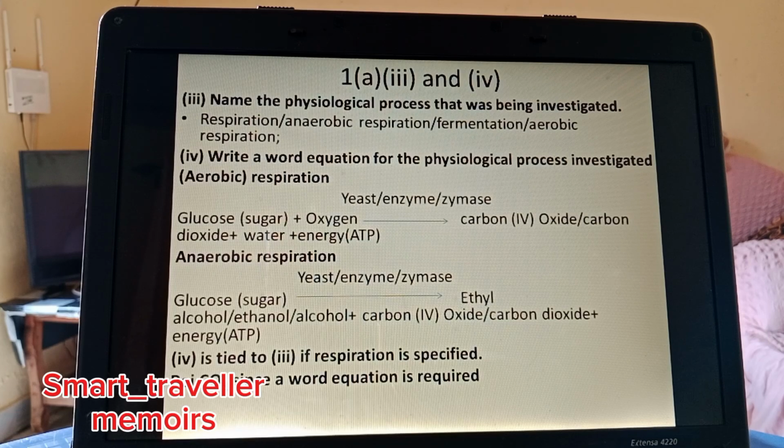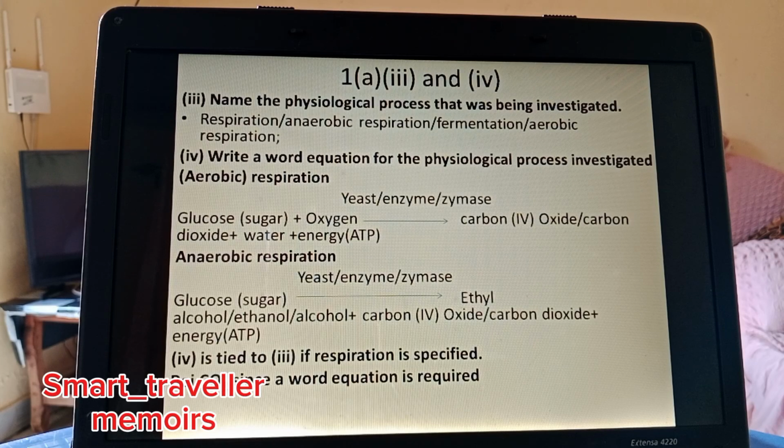Write a word equation for the physiological process investigated. Aerobic respiration: if you say aerobic respiration, you get that first equation there where you have glucose or sugar plus oxygen in presence of yeast or enzyme, or you can even say zymase on top of the arrow there. You have carbon dioxide plus water plus energy, or you can say plus ATP.